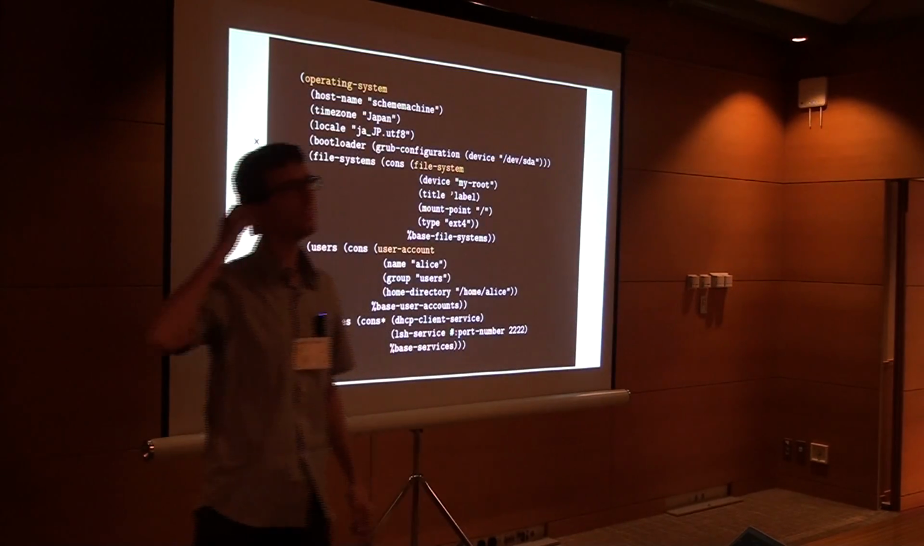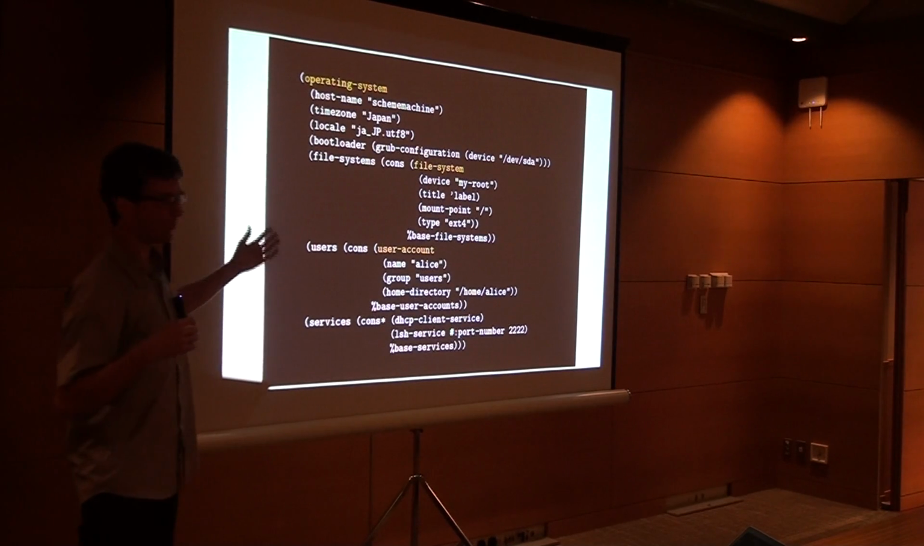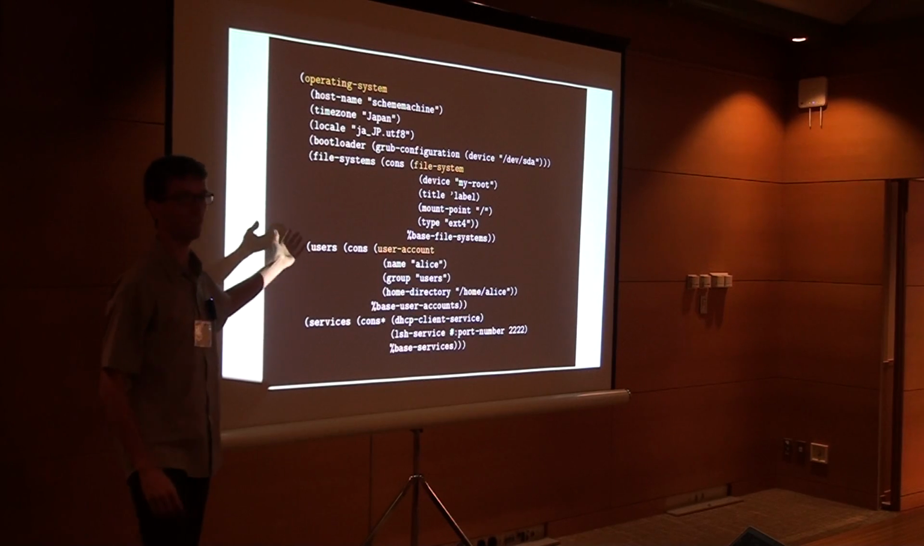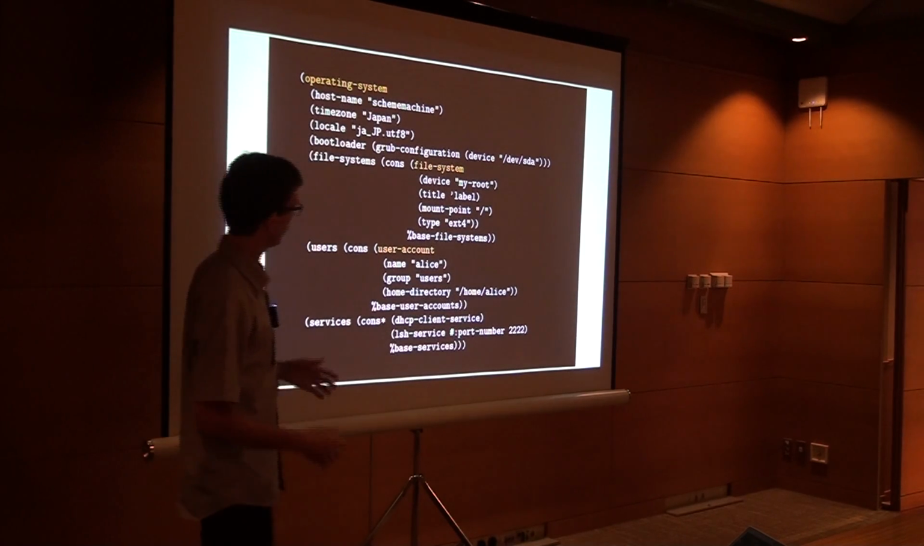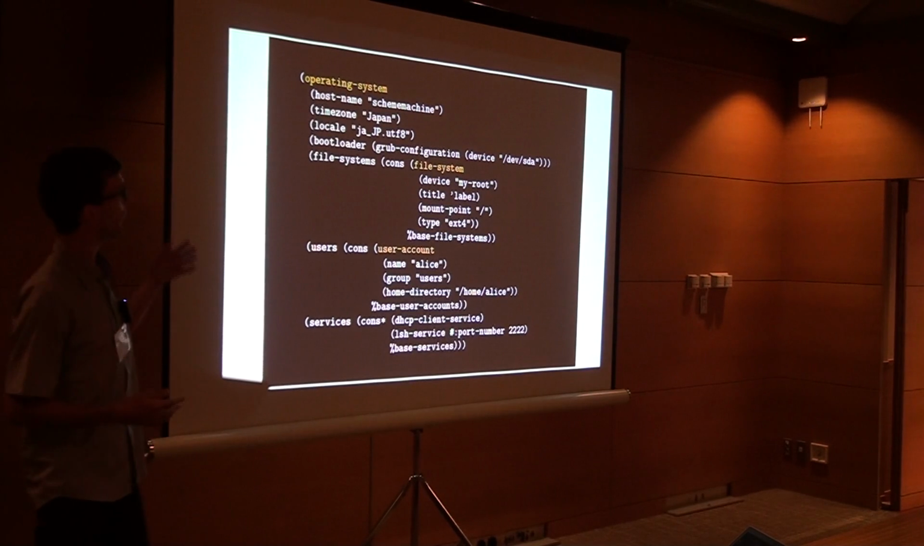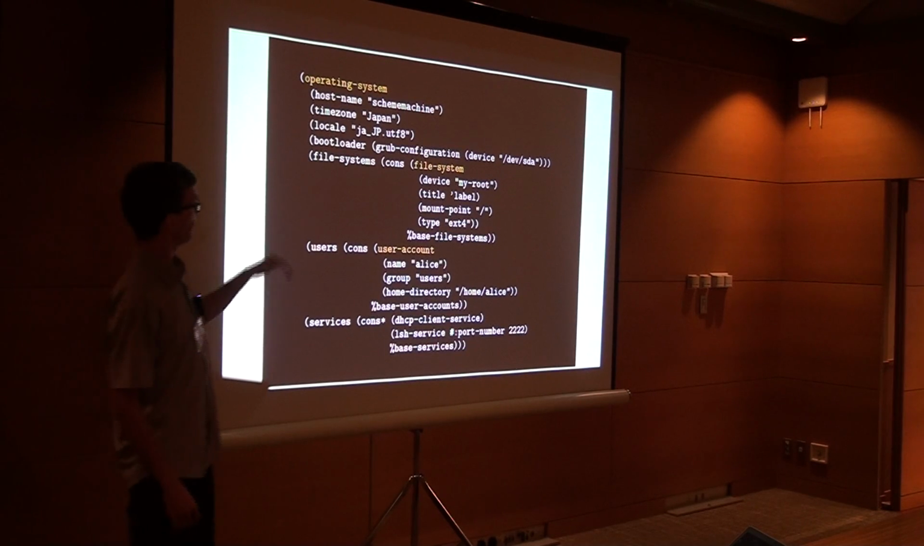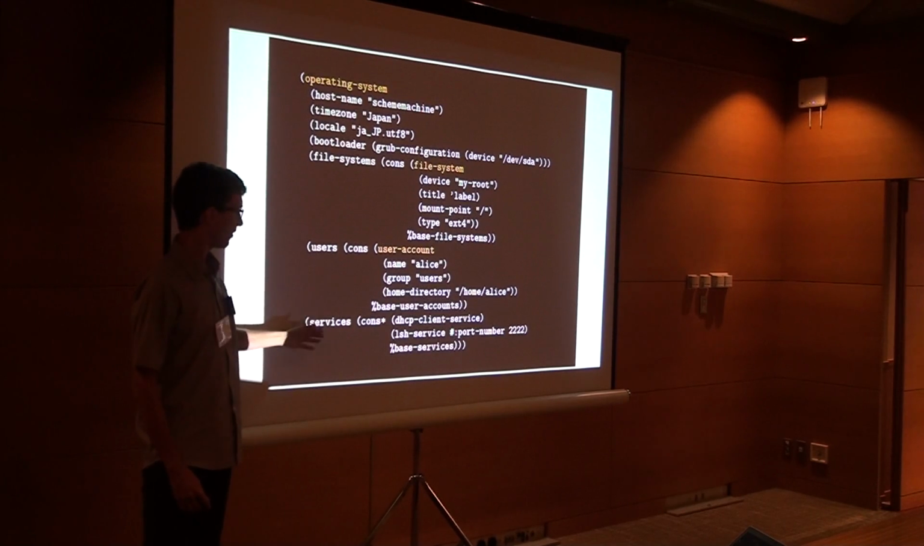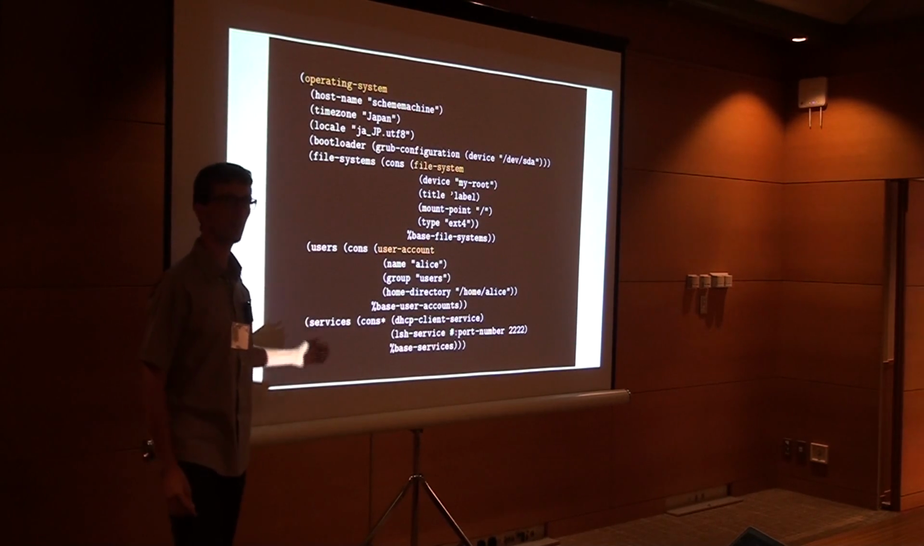But why stop here? We can also describe a complete operating system configuration as a Scheme object. So this is an example. Again, this is purely declarative, and we're just building a record that contains all the details about the operating system configuration: the file systems, user accounts, and system services that are running on the system.